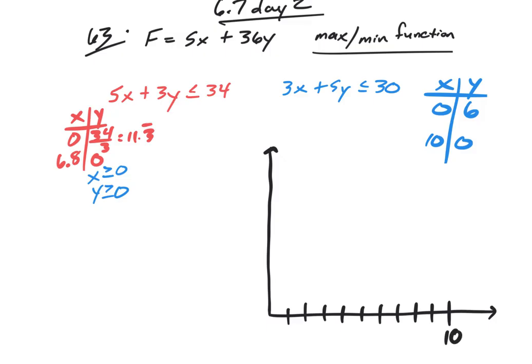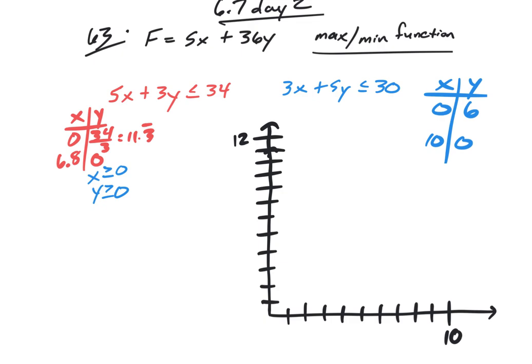That's as far as we need to go. My y values, I have 6 and I have 11.3. So we need to go up to, I would say probably 12. So that way 11.3 is included in that. And that would be 12 right there.